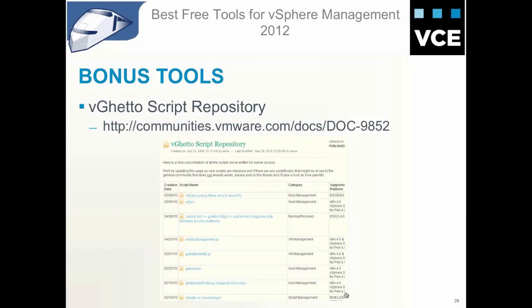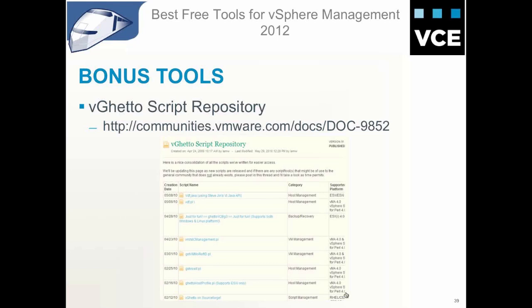Now we have some bonus tools we want to talk about, and the first one comes from William Lam. He now works at VMware, but he keeps on updating a lot of stuff on here that is great, because he's very much into Perl, and he has what's called the vGhetto script repository. Of course, that's probably not the most PC thing to call it, but within here, he has a lot of cool free scripts that you could use.